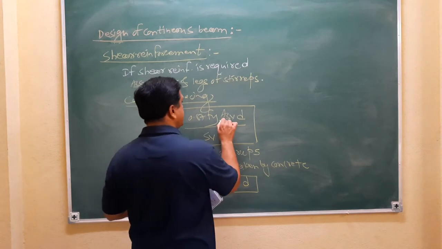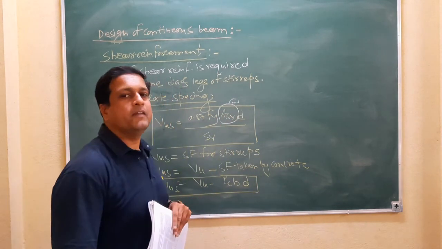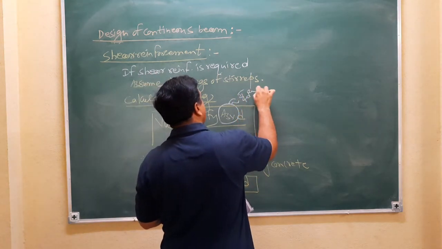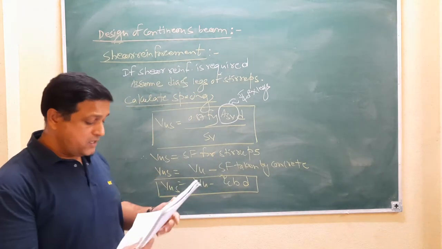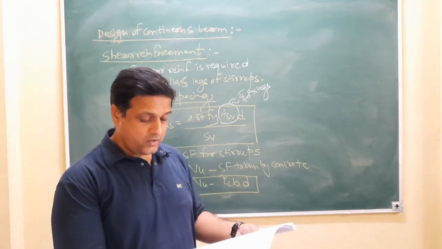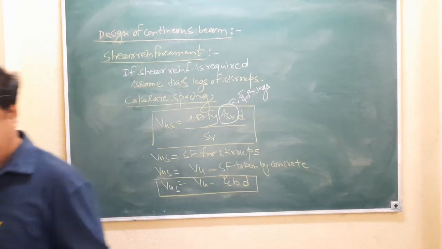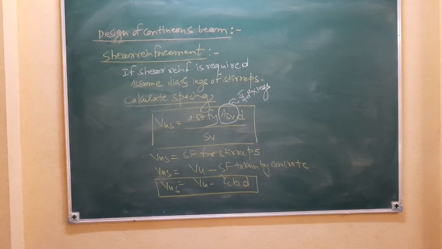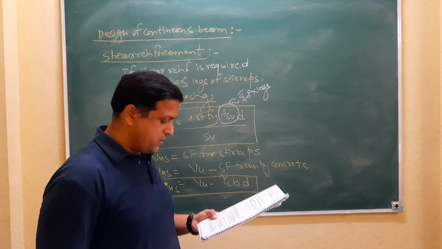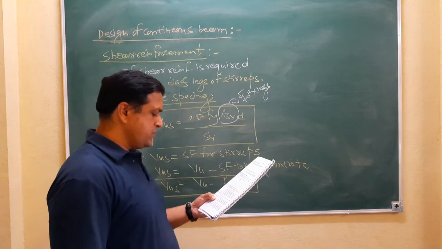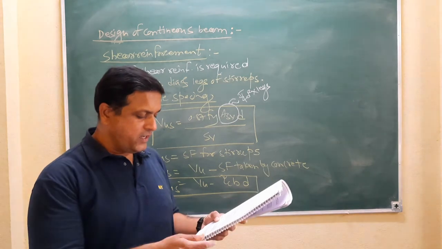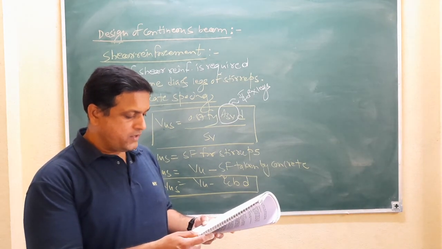Already you know these things. What is Asv? Asv is the area of the stirrup bar multiplied by legs. It is pi by 4 d square multiplied by legs. Okay, do this, but the spacing should not exceed the limit given on page number 48 in the IS code. Maximum spacing of shear reinforcement measured along the axis should not exceed 0.75 d, where d is the effective depth.